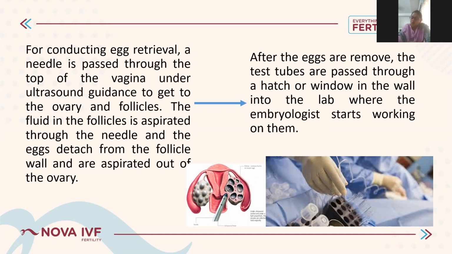Once we collect the fluid in the test tube, this test tube is passed to the lab where the embryologist examines the fluid in the test tube and looks for eggs and sees how many eggs are there or how many mature and good quality eggs are there. So this is the process of oocyte retrieval, that is the ovum pickup.